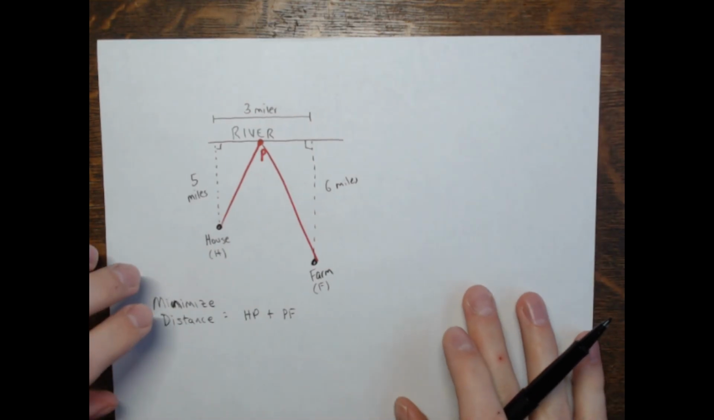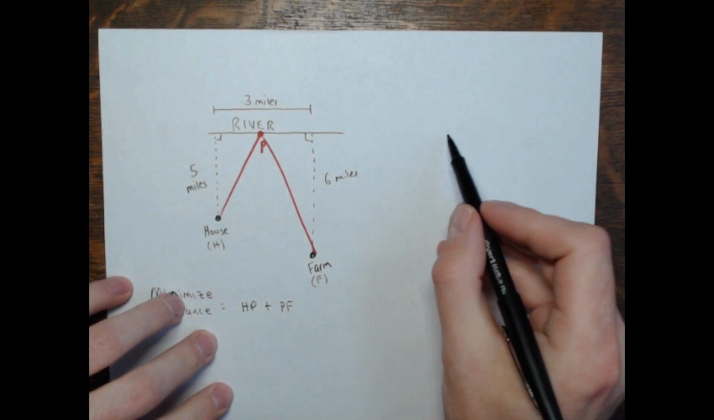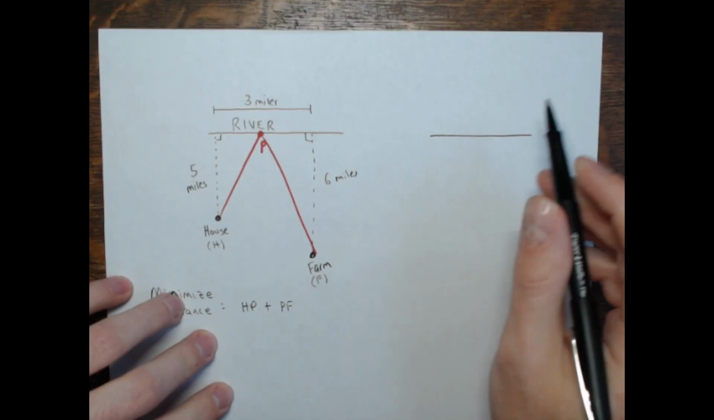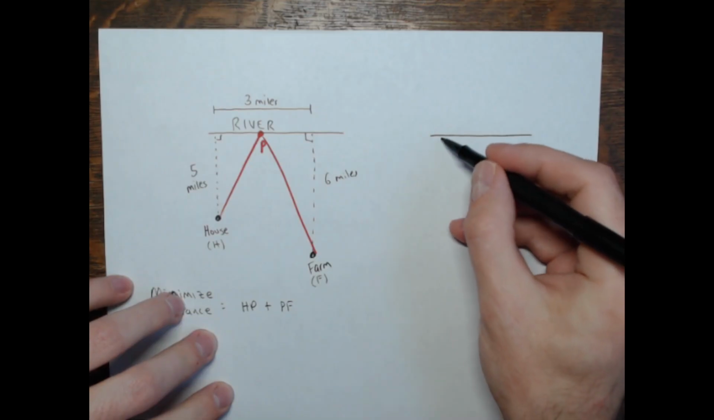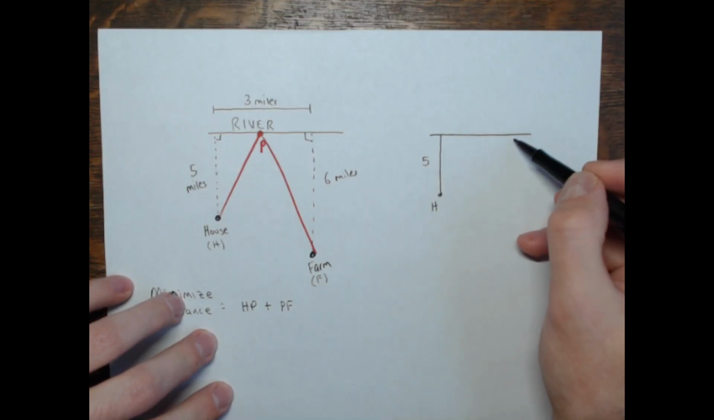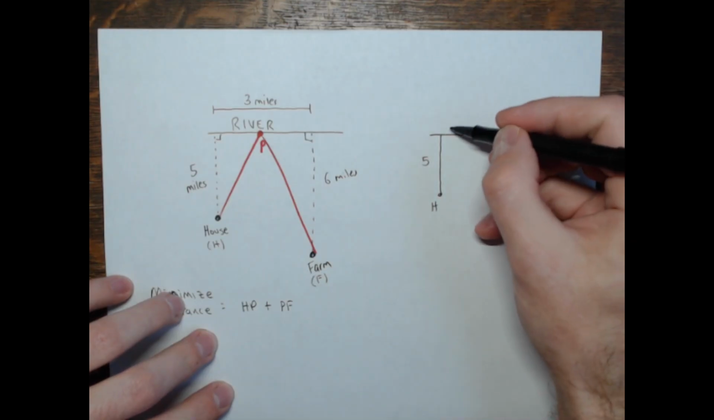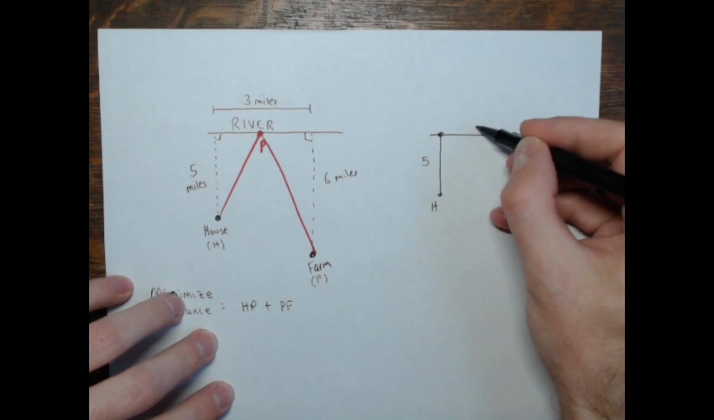Now, this is another one where you don't really need calculus to do something like this. You can use reflection properties. So I'll show you what I mean by that. Now I'm going to do this over here with a reflection property. So again, you got this 5 miles to point H, 6 miles to point farm from the river, and here to here is 3 miles.